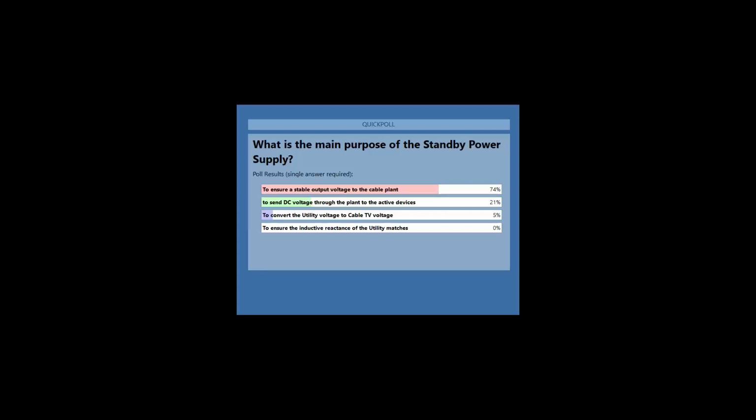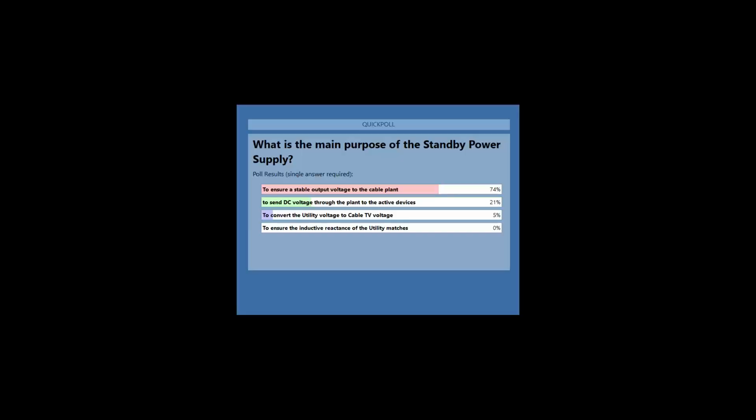And then the other one there, maybe I didn't word that answer correctly: to convert the utility voltage to cable TV voltage. Well, some people might argue that we're actually changing the sine wave to the modified or quasi square wave, so they might argue that that's right, but really the main reason for using the power supply is to ensure a stable output to the cable plant, so it's not changing.